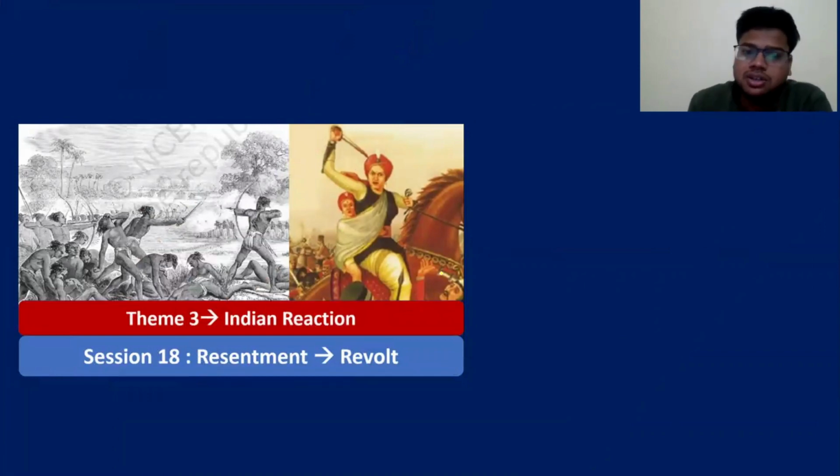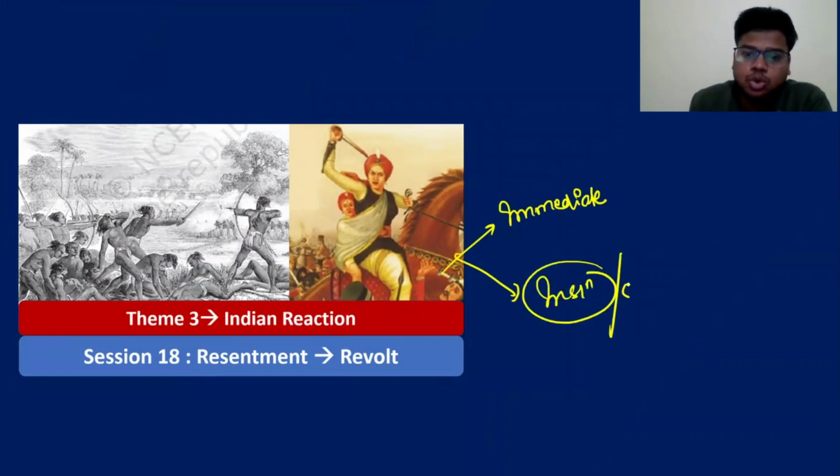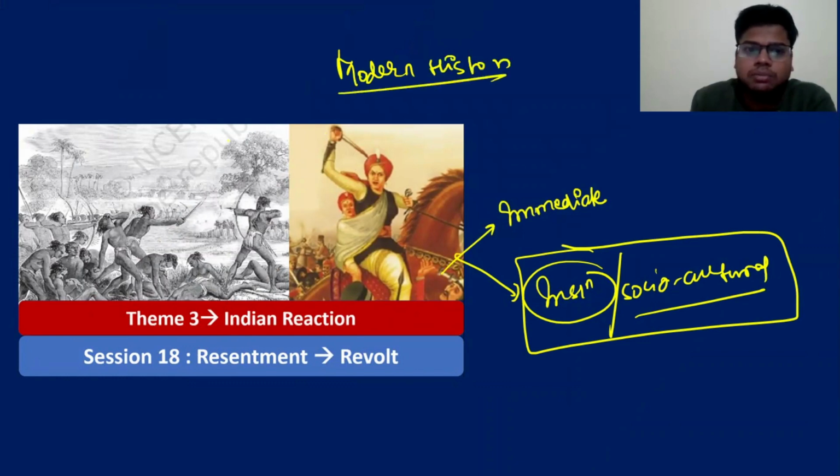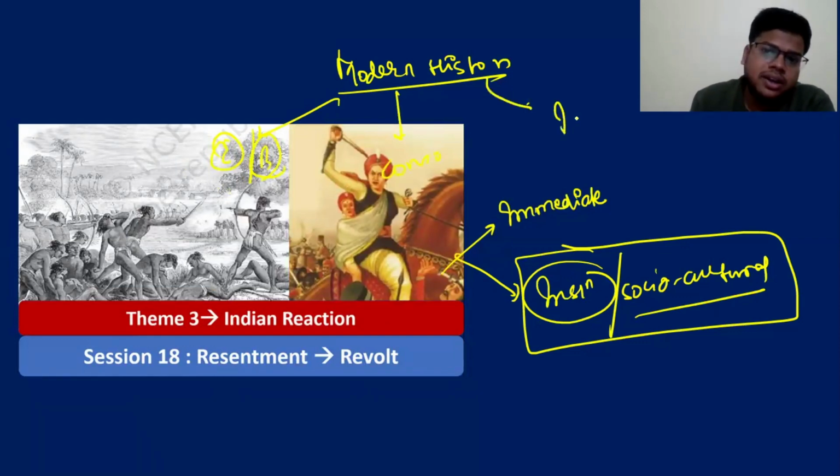We have seen the immediate reactions in the form of different revolts, and second, the reaction in the socio-cultural sphere. Now, continuing this theme, the fourth theme, the rise of modern nationalism, is nothing but the Indian reaction. At the start of the course, we said that modern history can be divided into three parts: how the Europeans, especially the British, came into India and conquered it, how they consolidated their rule, and what the Indian reaction was.